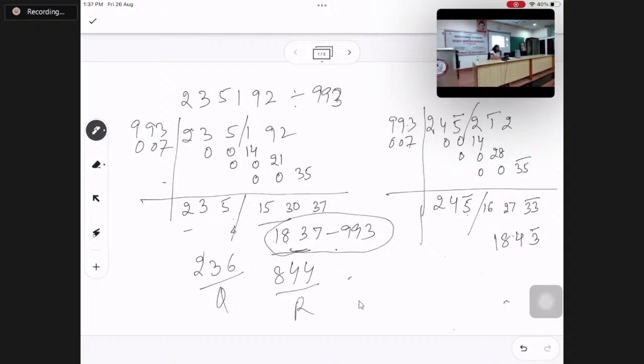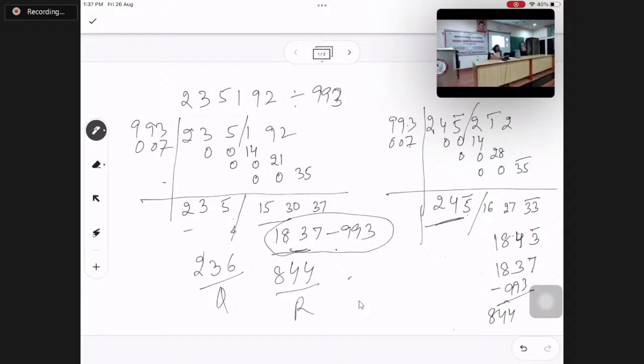So we convert this into the normal number: 10 minus 3 is 7. We subtract 1 from here. So this is 3 and 18. But again we are getting more, so we subtract 993, which comes out to be 844.